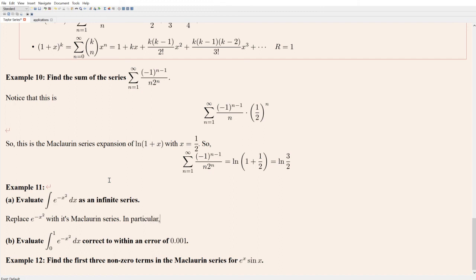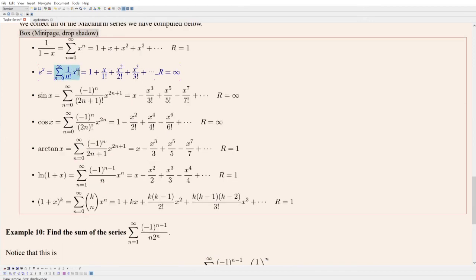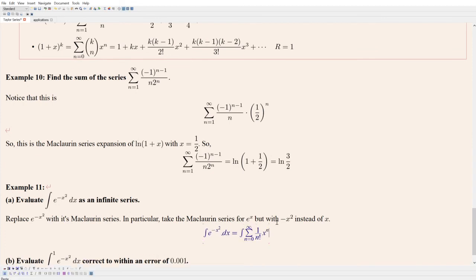Well, in particular, how do we do that? Well, let's take the Maclaurin series for e to the x, which was this dude, but instead of x, we put negative x squared. Like so.